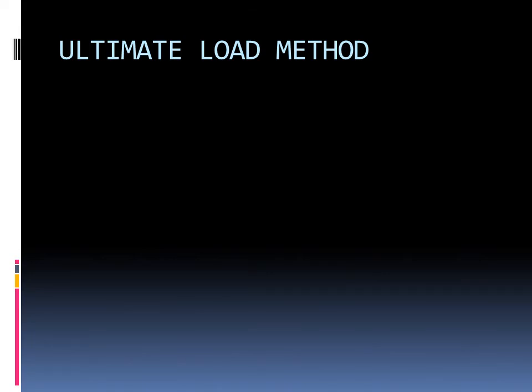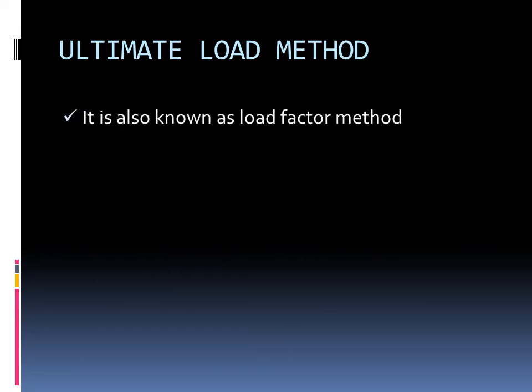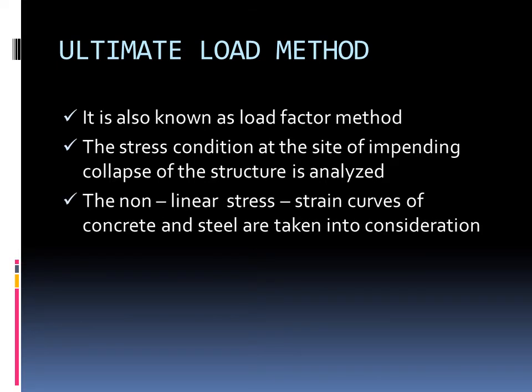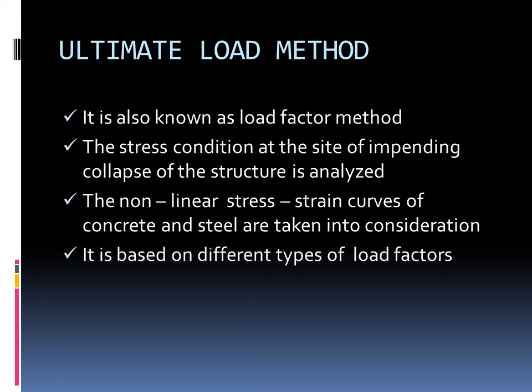Next is the ultimate load method. It is also known as load factor method. Here the stress condition at the site of impending collapse of the structure is analyzed. That is, after the stress and strain proportional part, there's a part where the strain keeps on increasing. Ultimate load method focuses on that part. Like I said, the non-linear stress strain curves of concrete and steel are taken into consideration here. It is based on different types of load factors.